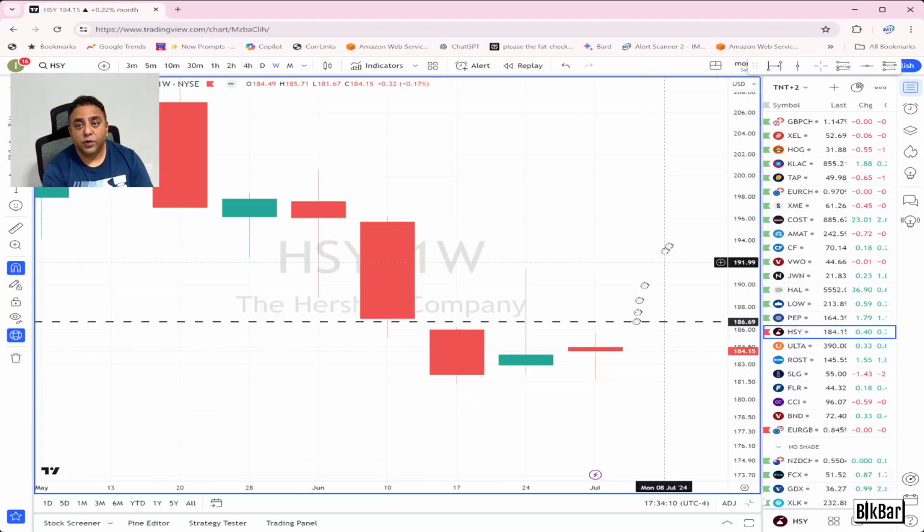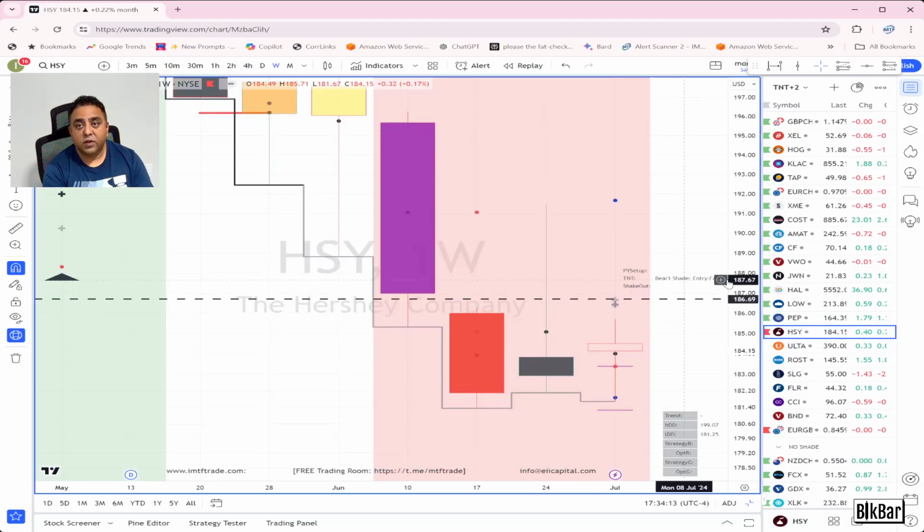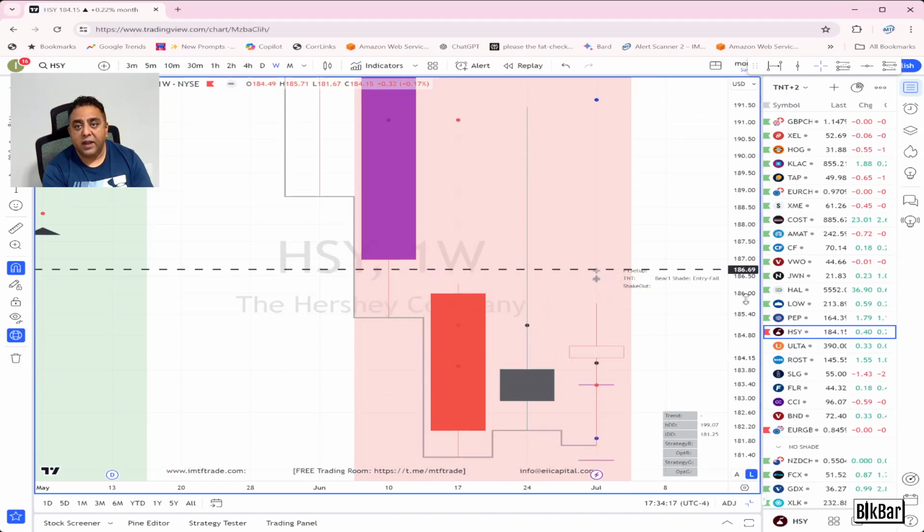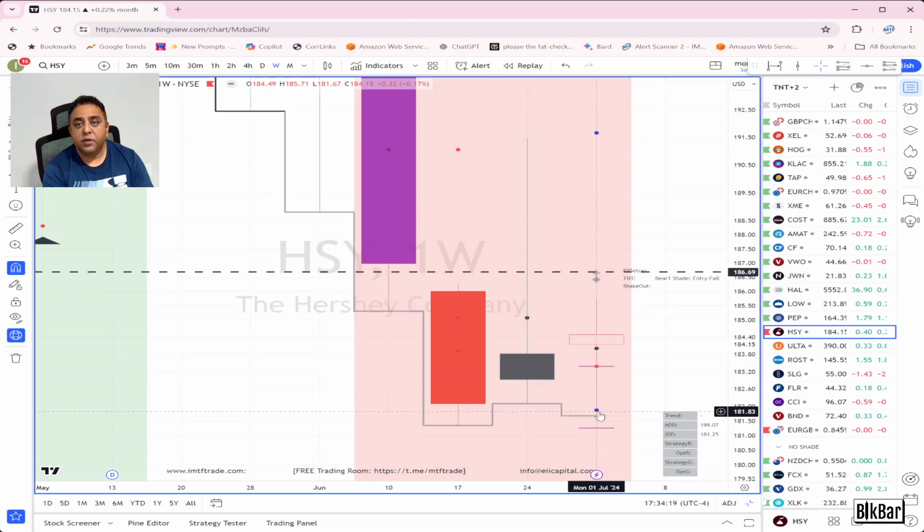Hershey's was a loser. And let's look at this. What is your loss? So you entered right there. It barely entered right there. It did enter, went a couple of points below, and then it came back and hit the red dot. So you did get stopped out at max risk here, which is not a big deal.